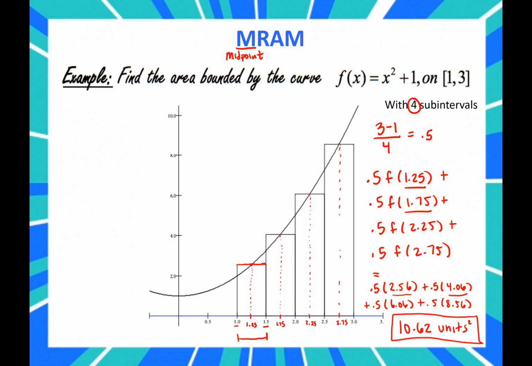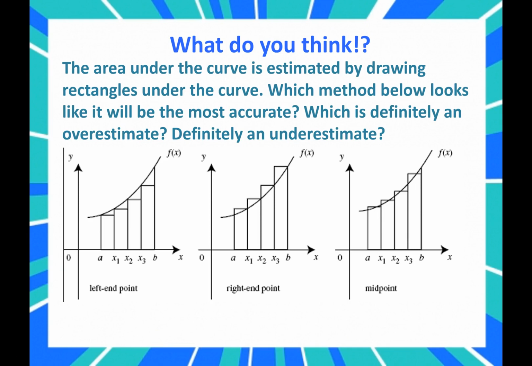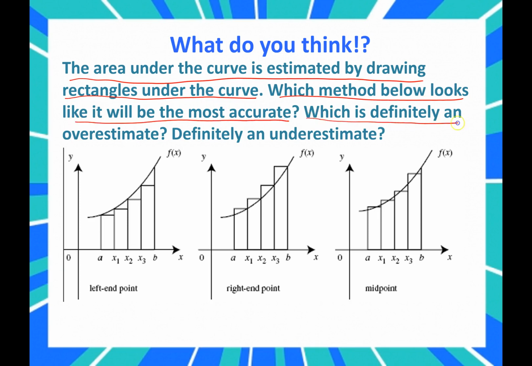You might notice that that's in between the LRAM and the RRAM, which is fairly common, but does it mean that it's the most accurate? I don't know. Well, what do you think? The area under the curve is estimated by drawing rectangles under the curve. Which method below looks like it will be the most accurate? Which is definitely an overestimate? Which one is definitely an underestimate?